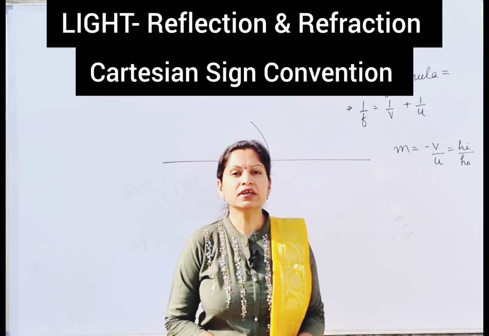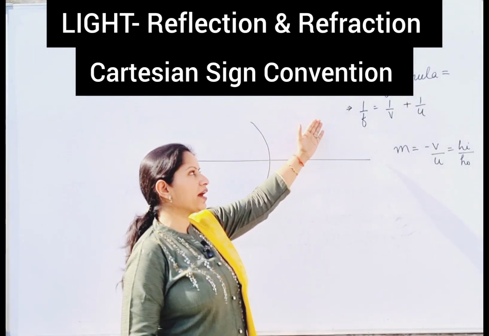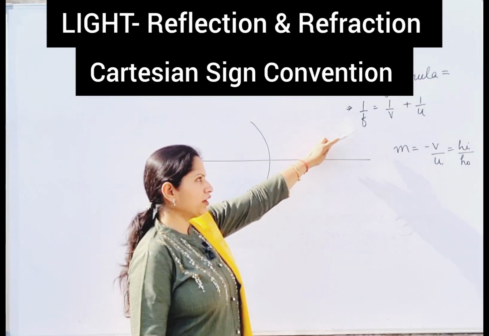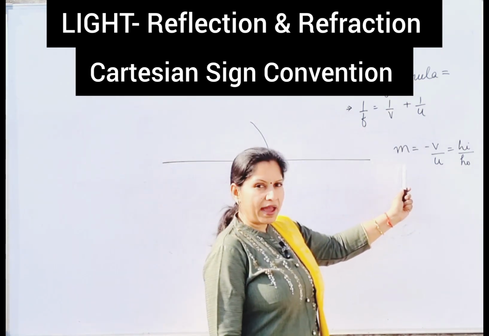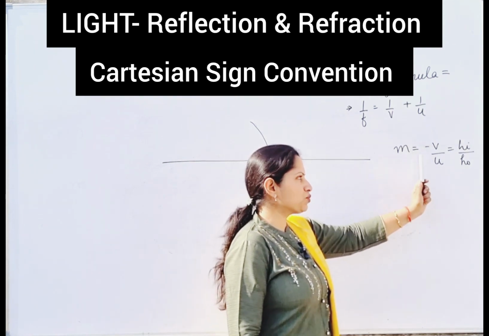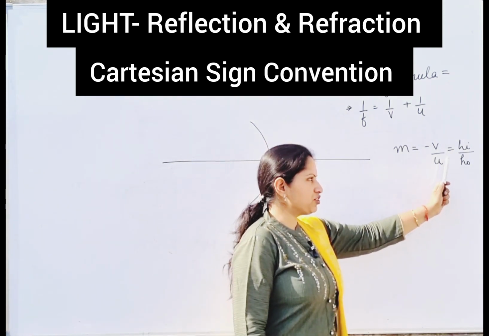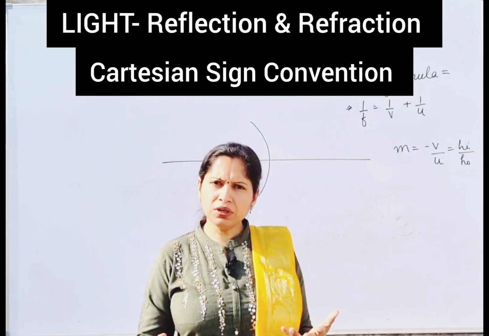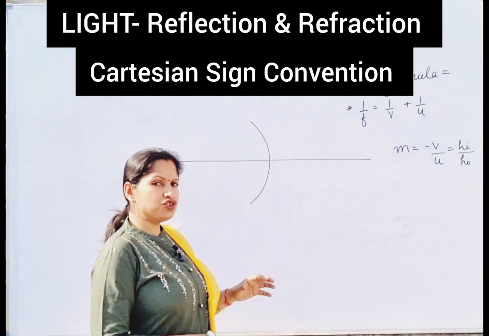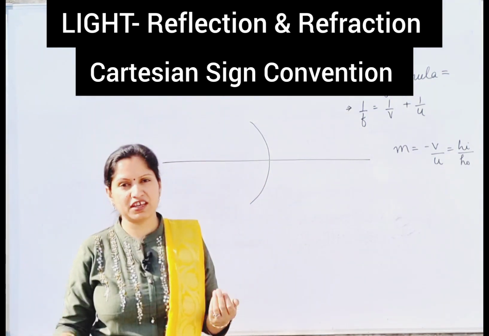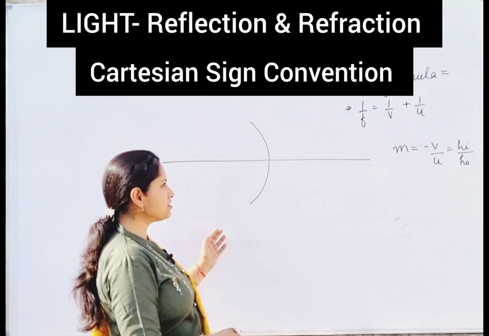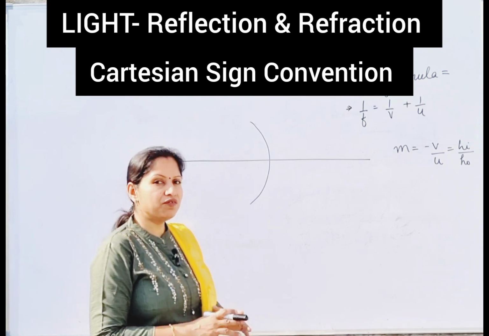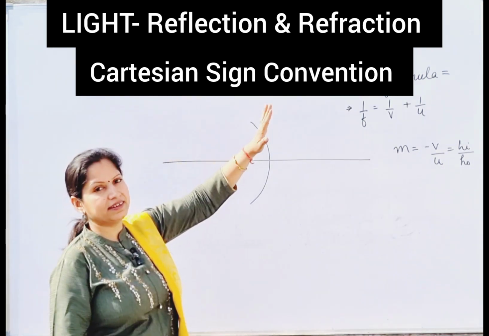Now, I told you that to solve the numericals, we'll require this mirror formula, which says that 1 upon f is equal to 1 upon v plus 1 upon u. And to find magnification, we will use the formula -v upon u, that is equal to height of image upon height of object. But how will we come to know that इमेज जो बनी है वो राइट साइड में बनी है या लेफ्ट साइड में बनी है? क्योंकि राइट साइड में बनी है तो हमें अलग साइन लेना होगा, लेफ्ट साइड में बनी है तो अलग लेना होगा. We will find that using Cartesian sign convention.